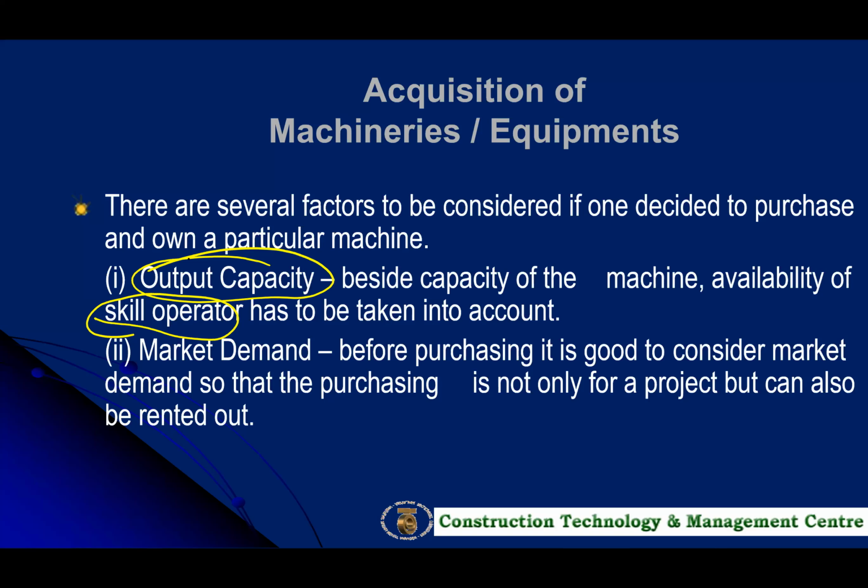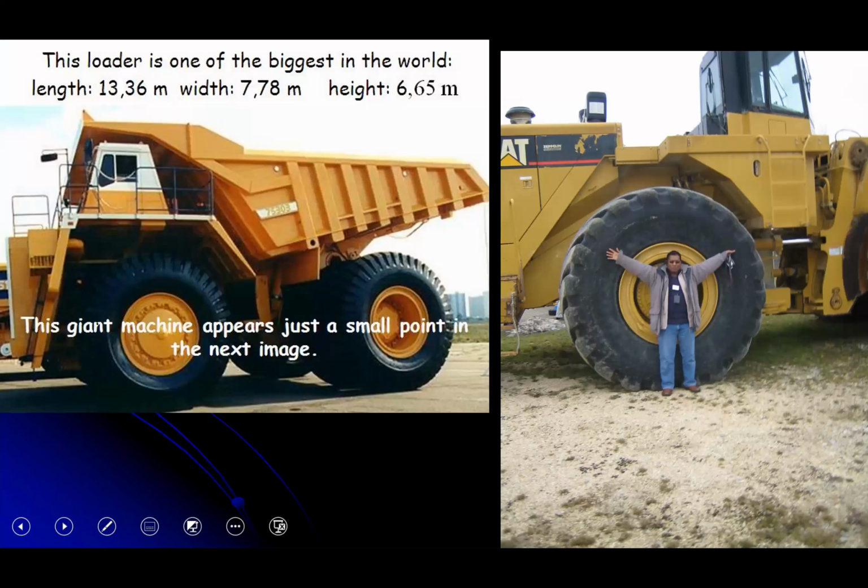You can rent out the machinery to another contractor or subcontractor. But then, is that machinery up to the market demand? If you buy machinery which is not up to date, or not in line with what is required in construction, then you will have difficulties even to rent or sell back your machine. That is a factor that you need to consider.